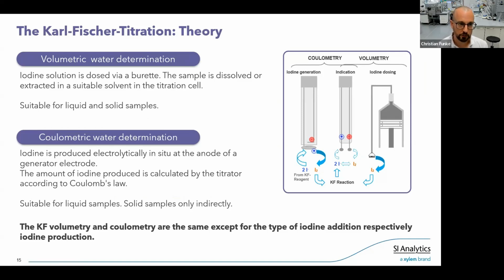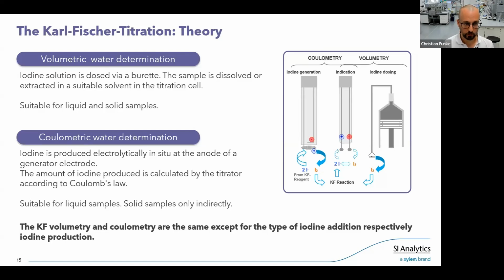We can differentiate in the Karl Fischer titration between 2 different systems or principles. And the difference between these 2 systems is how we add the iodine. So we have volumetric systems, which is kind of a classic titration. You have a burette, you have an iodine solution in different concentrations, which is then dosed to your solvent with a sample, and the reaction takes place here. And this kind of titration is suitable for both liquid and solid samples.